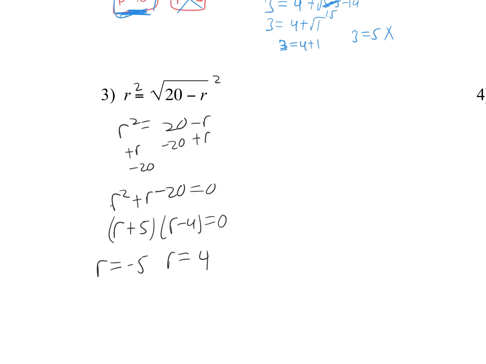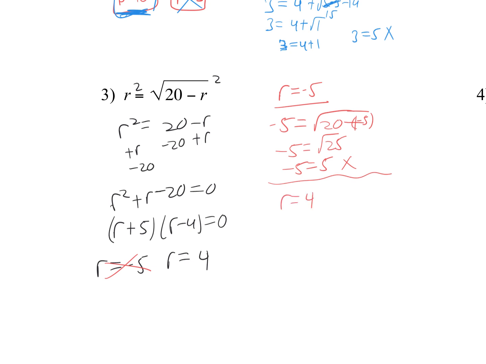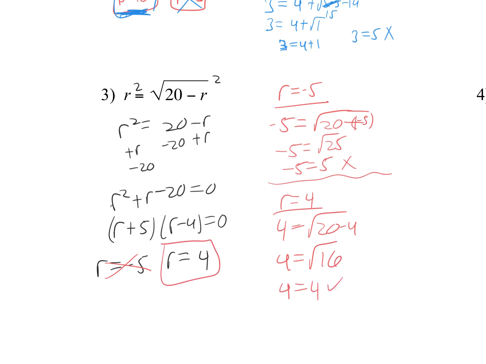All right, so let's plug these into the original. If I plug in r equals negative 5, then I get negative 5 equals the square root of 20 minus negative 5. And 20 minus negative 5 is 20 plus 5, which is 25. So I get negative 5 is the square root of 25. So negative 5 is 5, right, which is not true. Now I'm going to check 4. All right, and so I get 4 equals the square root of 20 minus 4. 4 equals the square root of 16, and the square root of 16 is 4. So I get 4 equals 4. My only answer here is 4.